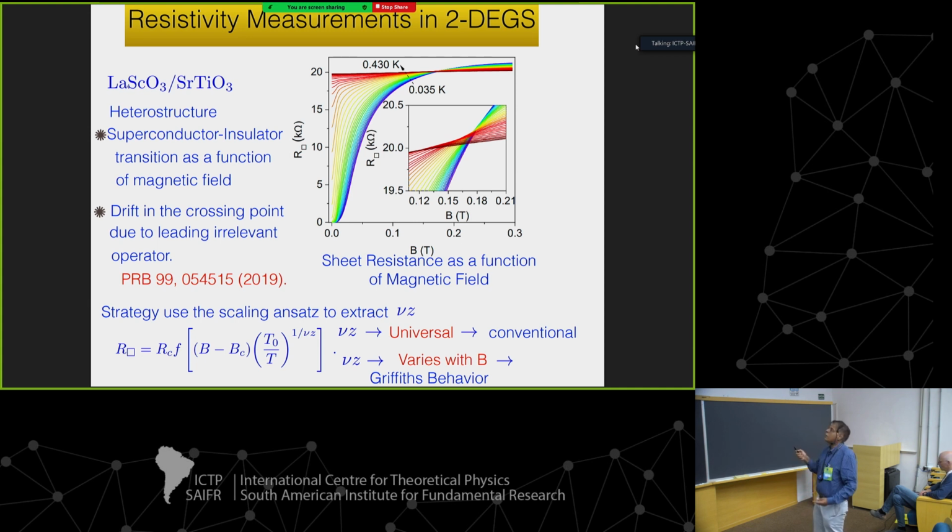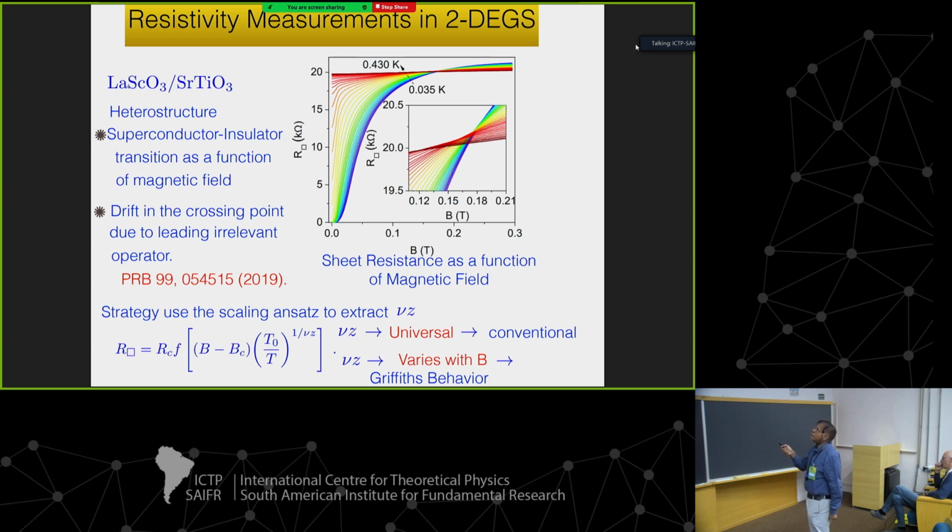If it's a transition from a superconducting state to a normal state as a function of some BC, as a function of some magnetic field, then there should be just one crossing. But the inset shows many crossings, right? And the question is, why is that? Why are there so many? This was shown in this paper: the variation in the crossings comes from having a leading irrelevant operator, and the effect of the leading irrelevant operator goes to 0 at T equal to 0. Capital T, the temperature, going to 0.